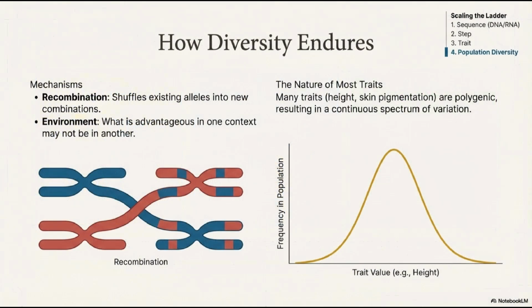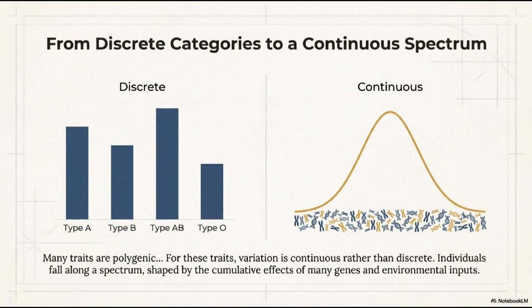It's also worth remembering that many traits are polygenic, meaning they're influenced by multiple genes. Height, skin pigmentation, and many aspects of physiology fall into this category. For these traits, variation is continuous rather than discrete. Instead of falling into clear-cut categories, individuals fall along a spectrum shaped by the cumulative effects of many genes and environmental inputs.